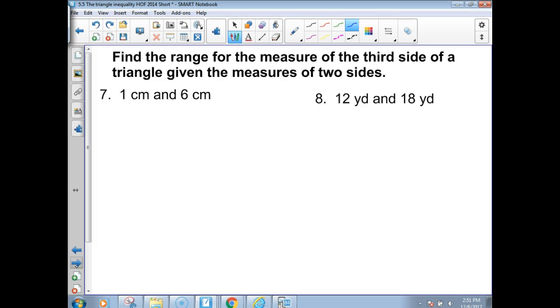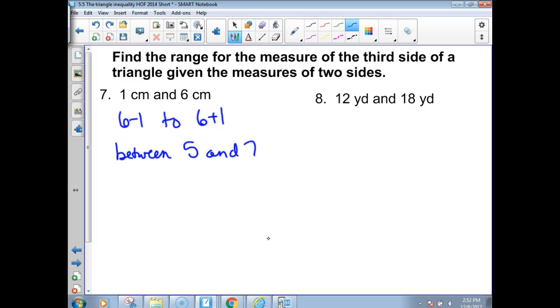Find the range for the measure of the third side of the triangle given the measures of two sides. If you have sides that are 1 centimeter and 6, then the range needs to be 6 minus 1 to 6 plus 1, which is a range of between 5 and 7.